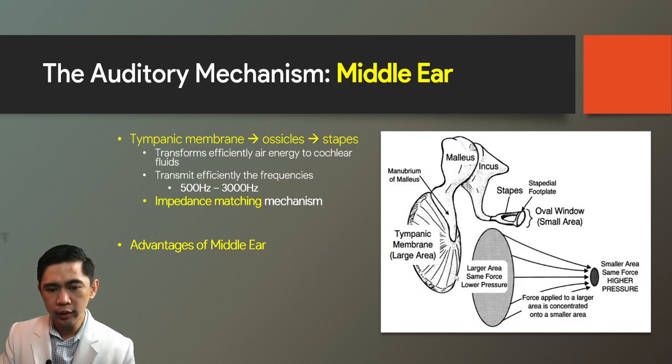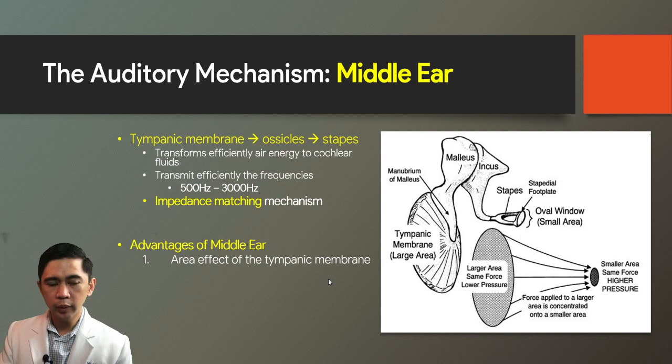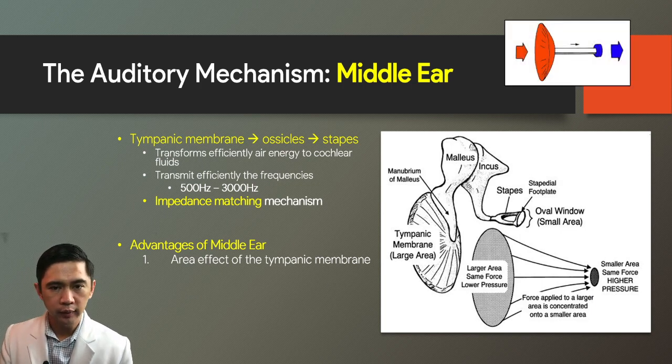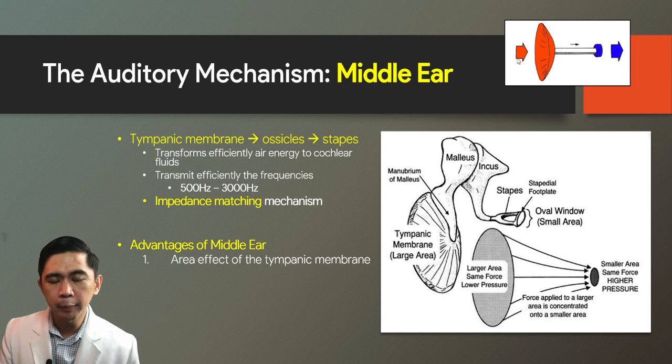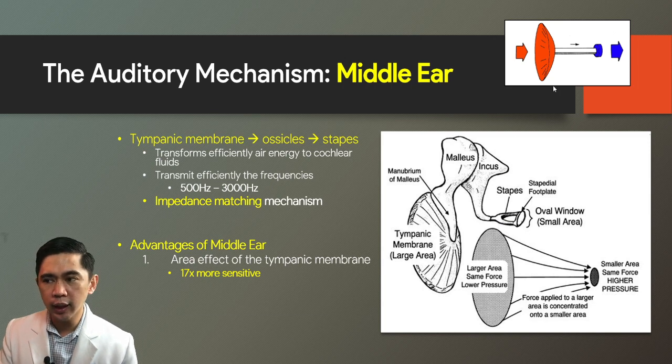Take note that the eardrum has a large area, bigger than that of the stapes footplate. So a big area into a small area. There is what we call the area effect of the tympanic membrane. So take a look at this image. If we apply a force into a bigger surface area, the other end, which has a smaller surface area, will actually have more force than the original force, and actually it is 17 times more force than before. Therefore, the mechanism of the tympanic membrane and the ossicles is actually an amplifier.